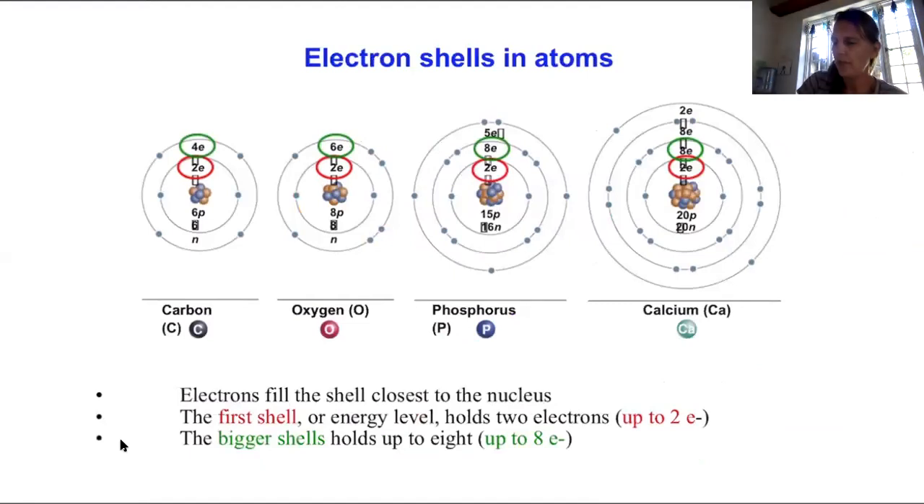Okay, so the electron shells in an atom. Electrons always fill the closest shell to the nucleus first. The first shell always has up to 2 electrons. Every other shell after that is going to hold up to 8 electrons.